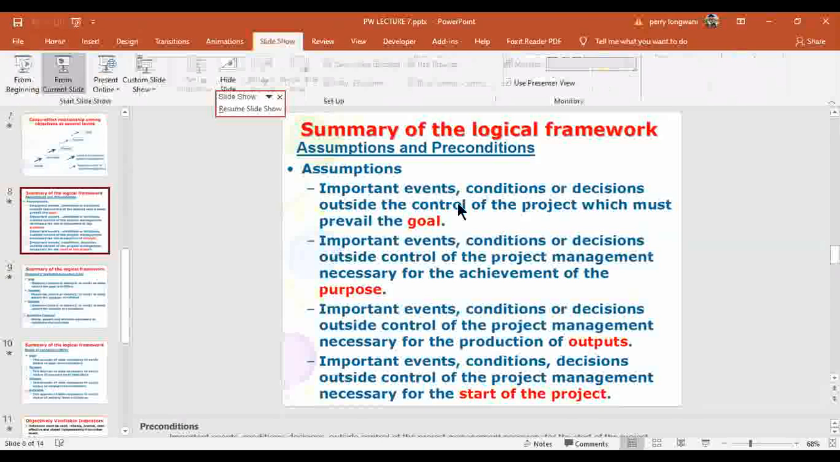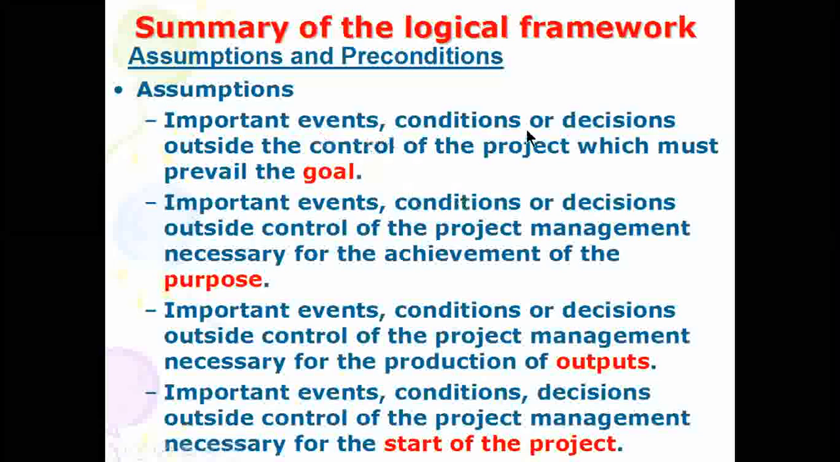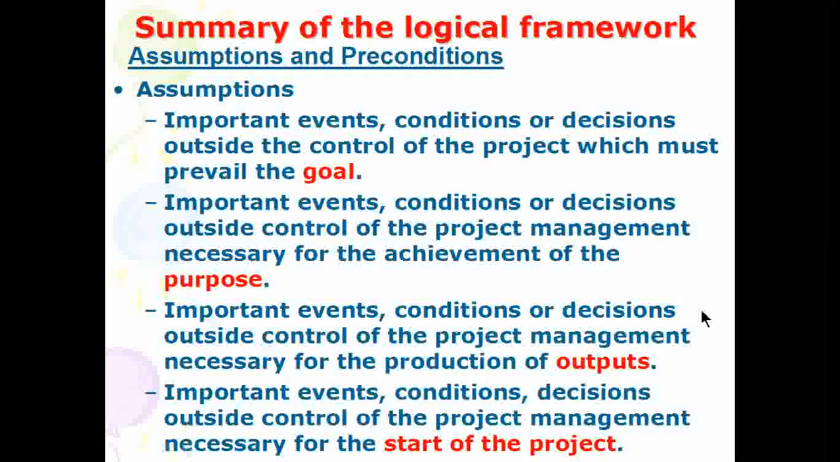Okay, good. So assumptions: important events, conditions or decisions outside the control of the project, which must prevail for the goal. Those are the assumptions that you saw from the table. Then important events, conditions or decisions outside the control of the project management necessary for the achievement of the purpose. All these constitute what you call assumptions. So important events and conditions outside the control of the project management necessary for the output, you also put. As you can see, the last column was assumptions for the goal, for the purpose, for the output, and also for the activities.